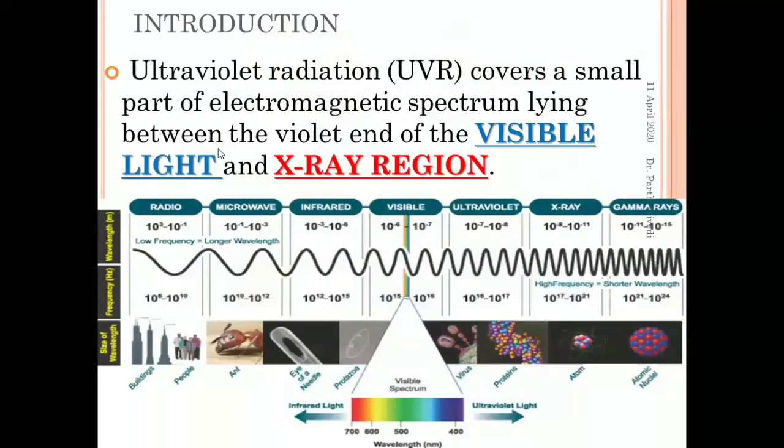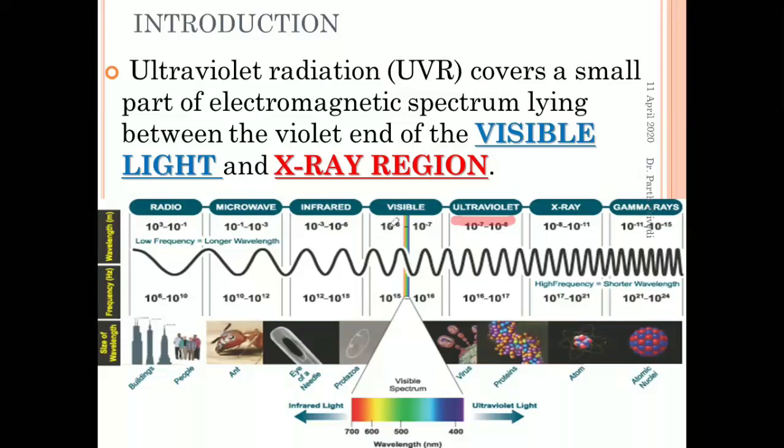Now, as we all know, what is ultraviolet? Where do ultraviolet radiations fall? Ultraviolet radiations fall above, beyond the visible light. So that has 10 raised to minus 7 to 10 raised to minus 8 as their wavelength.